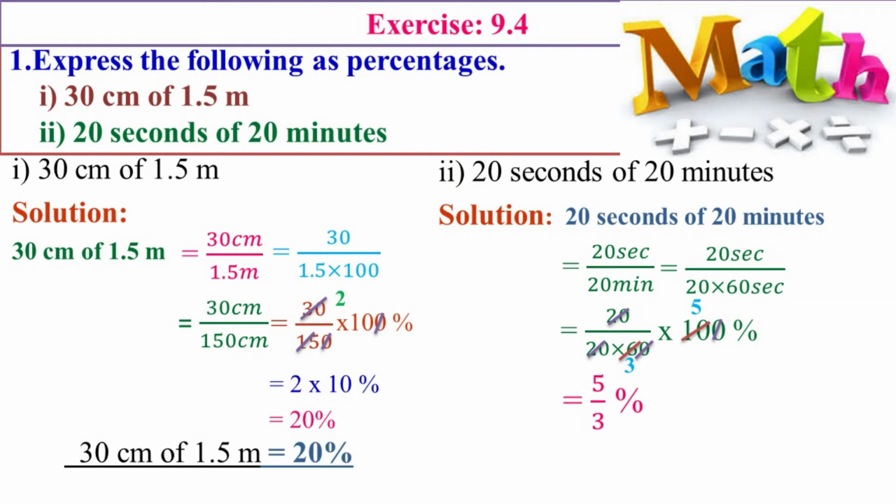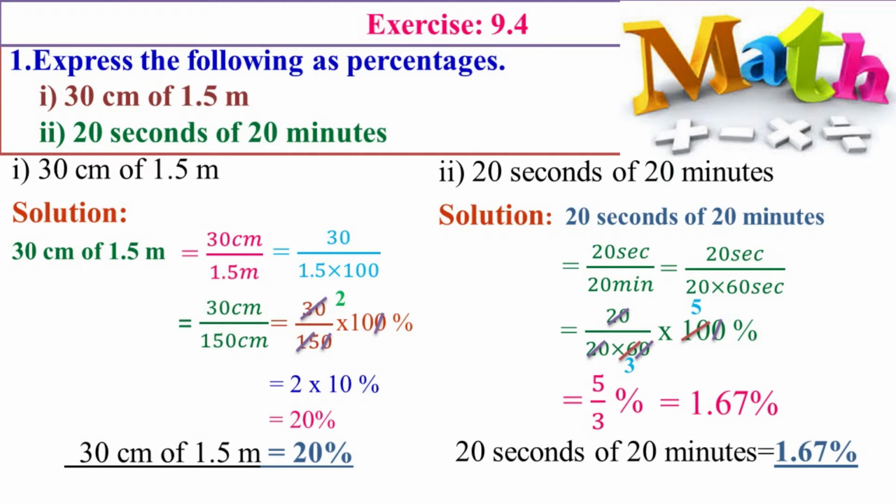We have to convert it into decimal form. Okay. So on dividing 5 by 3, we get 1.67 percentage. The solution for the sum is 1.67 percentage.